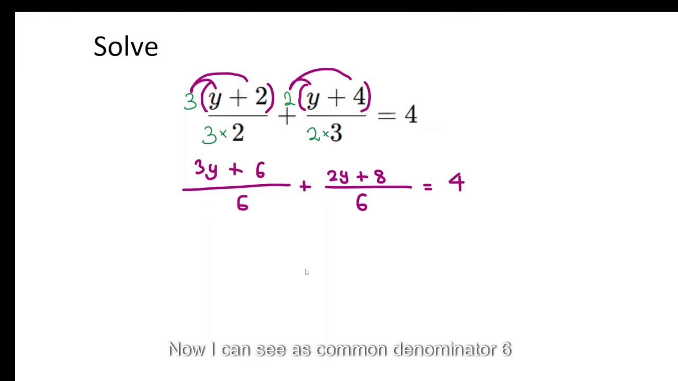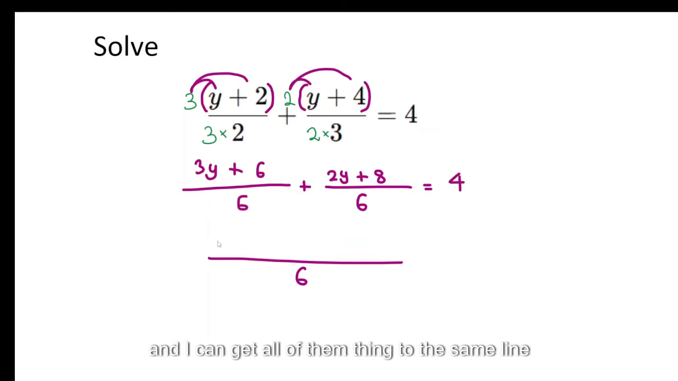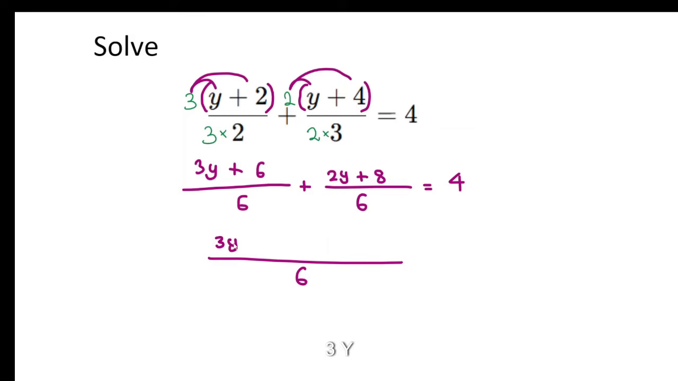Now I can see a common denominator of 6 and I can get all of them onto the same line. 3y, add 6, add 2y, add 8 is equal to 4.